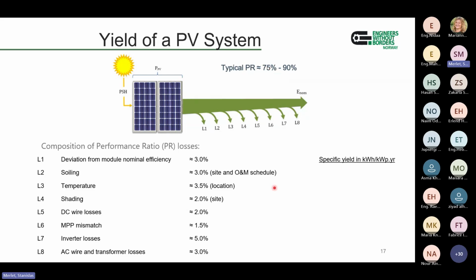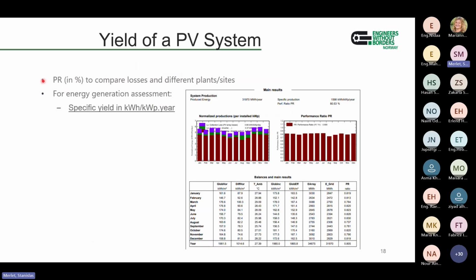The other way is the specific yield. So the PR is in percent. The specific yield is your actual energy generation per installed power. So that's kilowatt hours per kilowatt peak in STC conditions. And usually per year. You can have specific yield per day, per month, but it doesn't make much sense when you consider the seasonality of solar PV generation. So we usually have it per year.